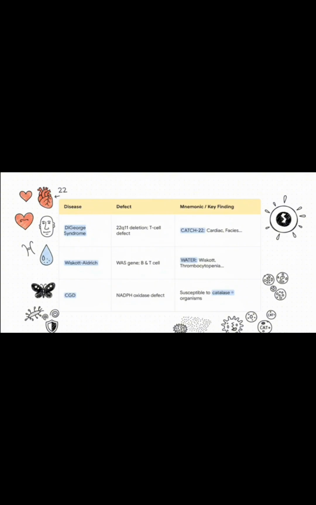And finally, chronic granulomatous disease. This is a defect in your phagocytes. The key buzzword here is that these patients get sick from catalase-positive organisms, like Staph aureus. Why? Because those bugs can break down the tiny bit of peroxide the cell makes, leaving it totally defenseless.